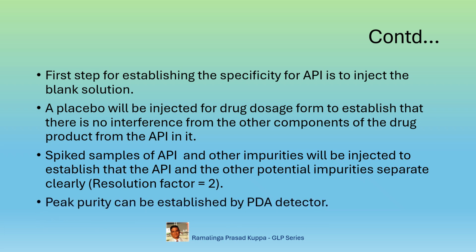Peak purity can be established by PDA detector. Peak purity is another important aspect. It establishes the purity of the component as 100% or less. However, this is done as a separate exercise using PDA detector, photodiode array detector. The PDA scans the component in 3 dimensions: the time, the response for area, and the wavelength between 200 and 400 nanometers. We will discuss about the PDA on some other opportunity.